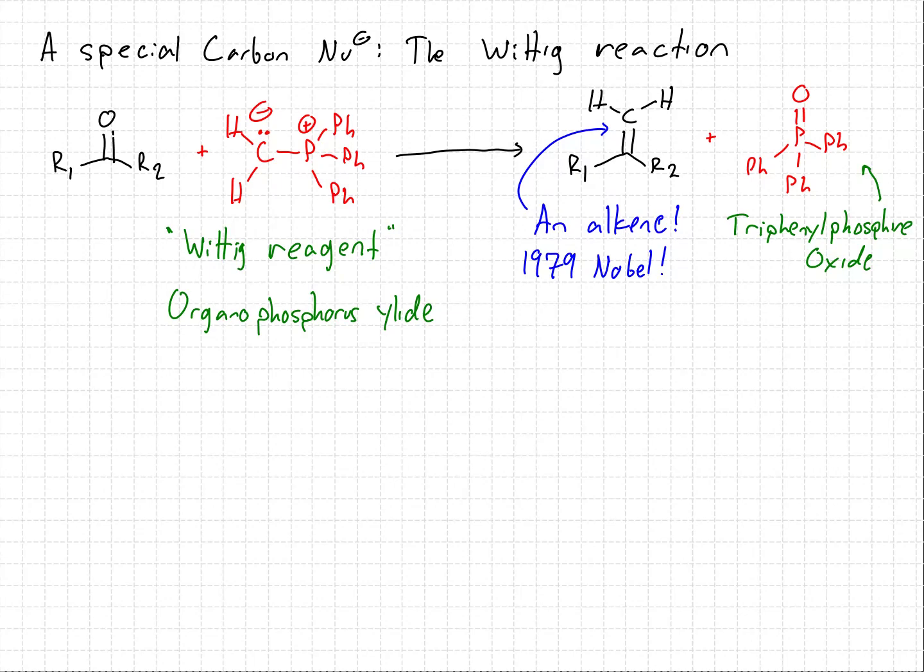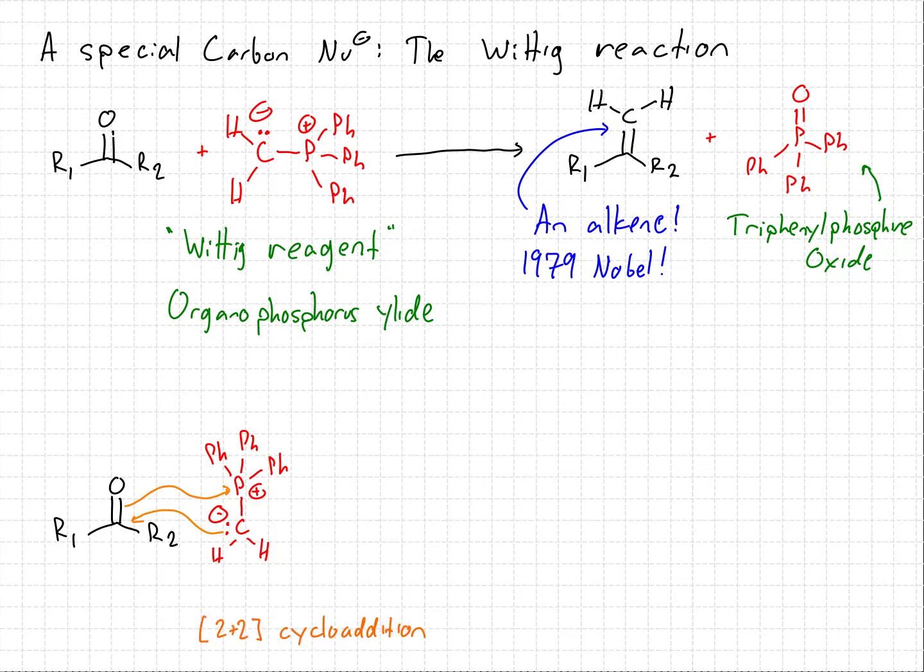So how does this reaction work? For such an unusual looking reaction, the mechanism is fairly straightforward. First, we have a cycloaddition between the Wittig reagent and the carbonyl group. This is a 2+2 cycloaddition using the naming system we briefly discussed back in the Diels-Alder chapter. This gives us this 4-membered ring intermediate, which is called an oxaphosphetane.